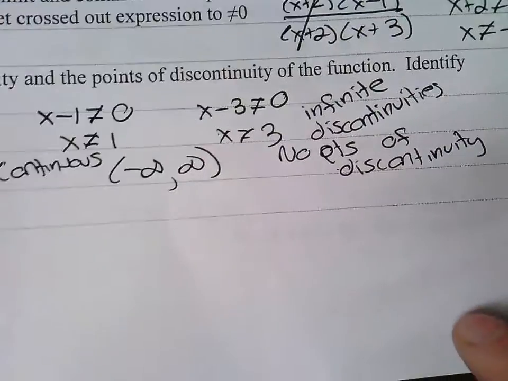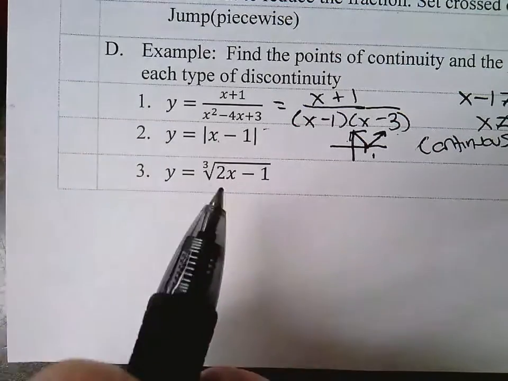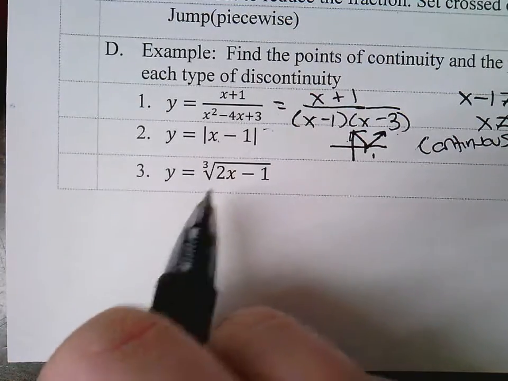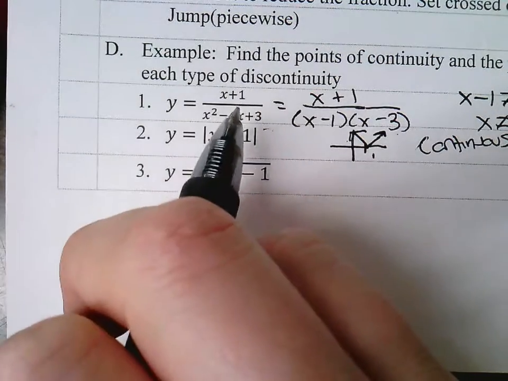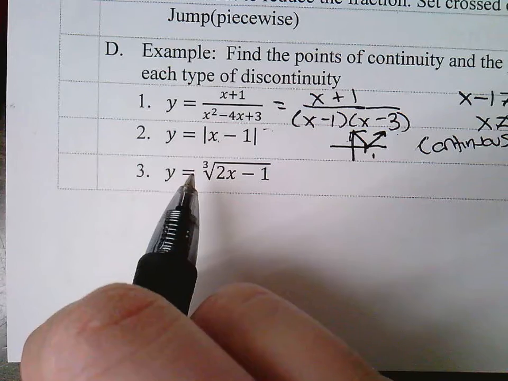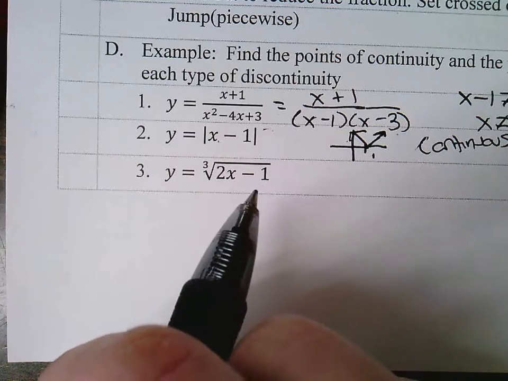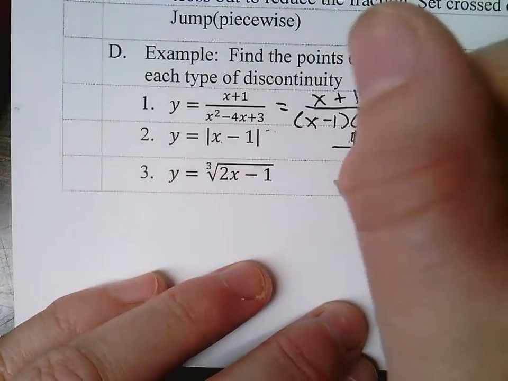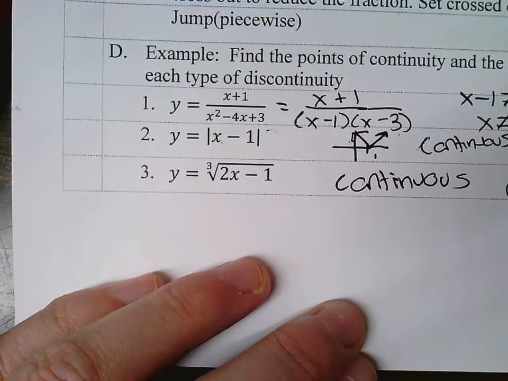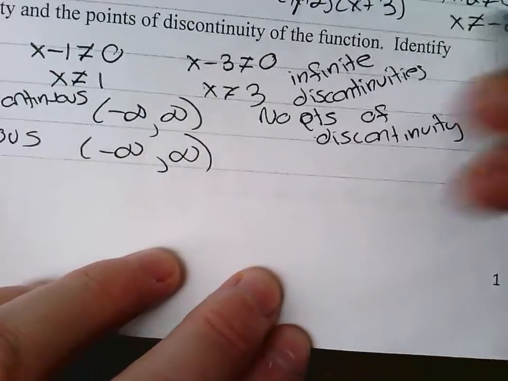Okay, next we're going to do the cube root of 2x minus 1. So you heard me before. We're looking to see if there's a radical of an even root or a denominator. Any one of those, there's going to be discontinuities. However, this is a cube root. So for any odd root, your domain is going to be negative infinity to positive infinity. So again, this is a continuous function. Continuous on all x, which is negative infinity to positive infinity. And there are no points of discontinuity.